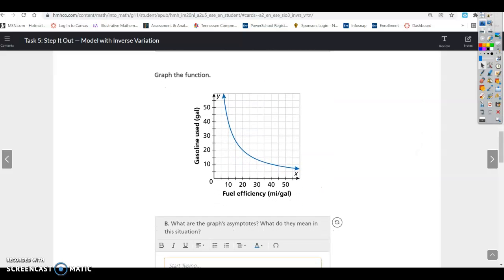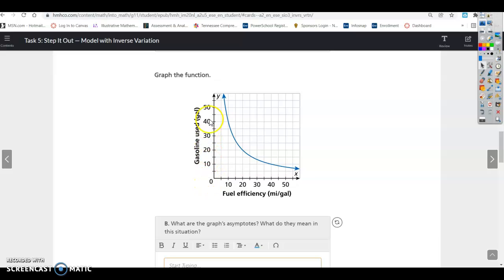If you graph the function, and expand your window to be the same as this, you should see this graph. So it says, what are the graph's asymptotes and what do they mean in this situation? As X approaches infinity, this is going to approach 0. So what does it mean? This is fuel efficiency. So as the fuel efficiency gets better, it's going to take fewer gallons of gas.